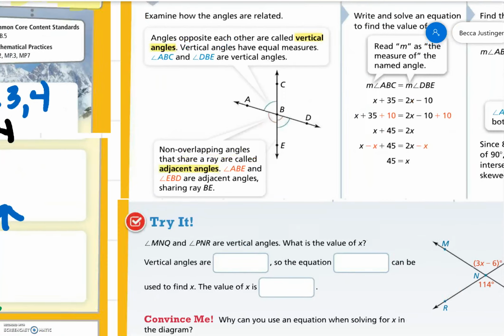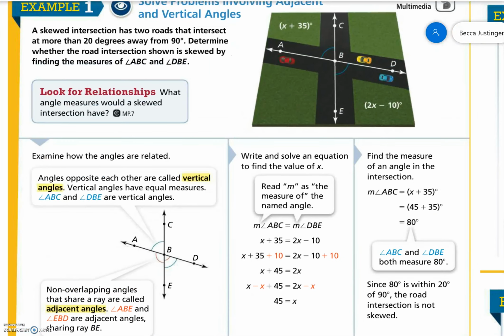Okay, example number 1. Solve problems involving adjacent and vertical angles. A skewed intersection has two roads that intersect at more than 20 degrees away from 90. Determine whether the road intersection shown is skewed by finding the measures of angle ABC and DBE.